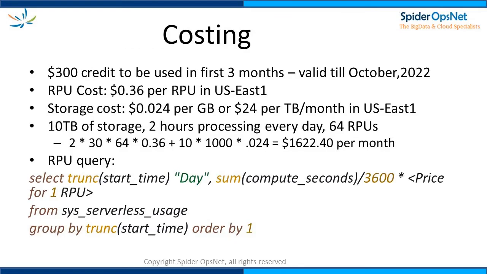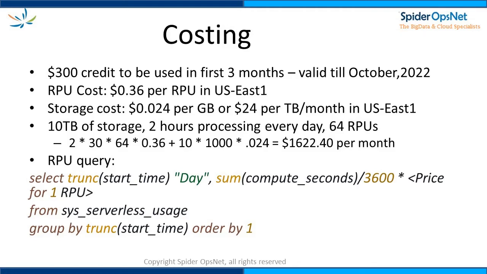Now, let us look at how much it really costs. There is a $300 credit provided by Amazon to use this service. I think this will be valid till October of 2022. So please check this when creating the namespace, as it is shown on the Redshift Serverless console. The remaining credit is also shown, as I will be showing in the next demo.